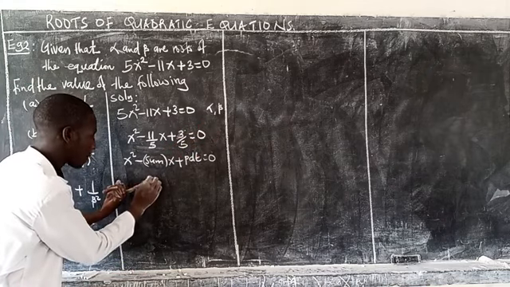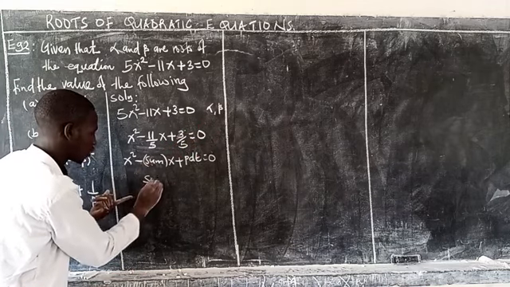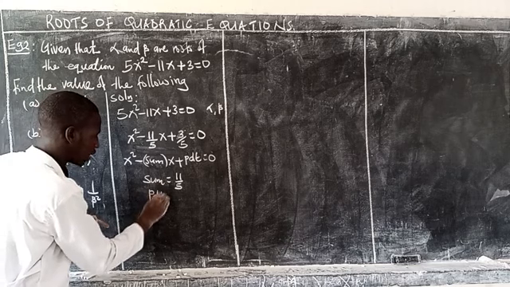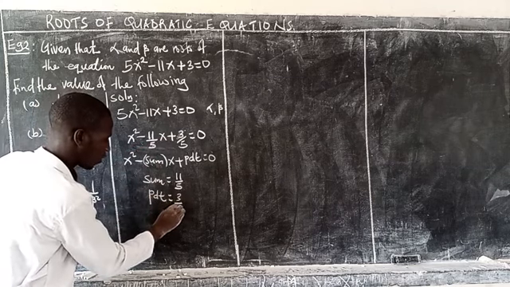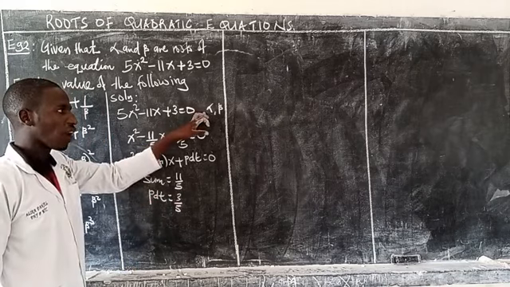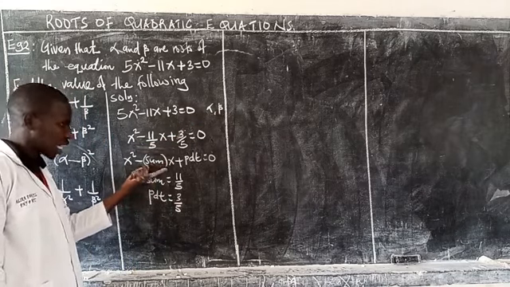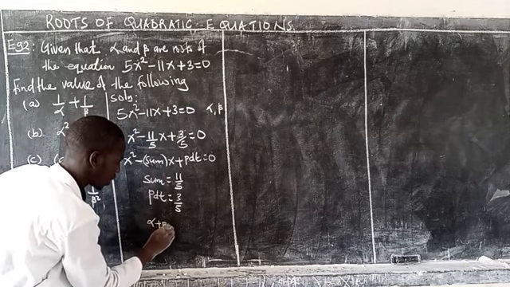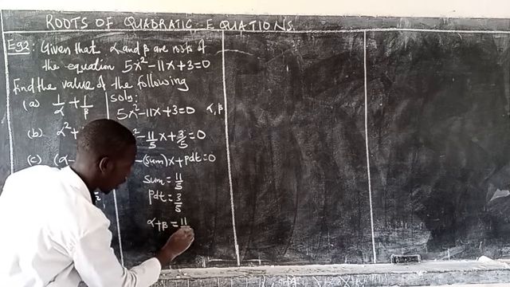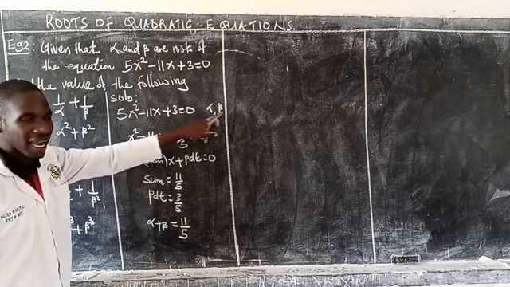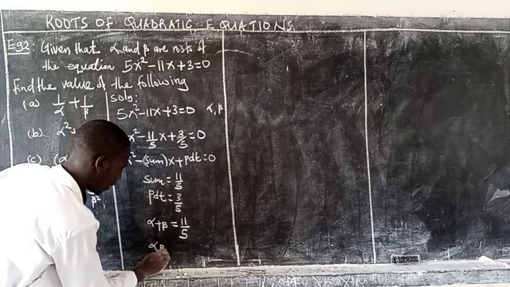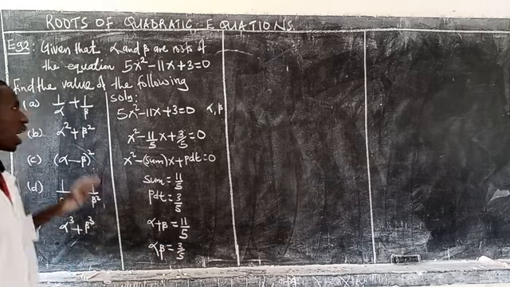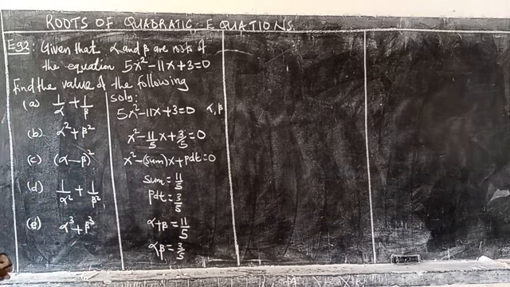So that means that, when you compare this to this, you see that the sum is 11 out of 5 and the product is 3 out of 5. If the roots are alpha and beta, don't forget that this sum is the sum of the roots. So the sum of the roots, alpha plus beta, is equal to 11 out of 5, and the product of the roots, alpha beta, is equal to 3 out of 5.